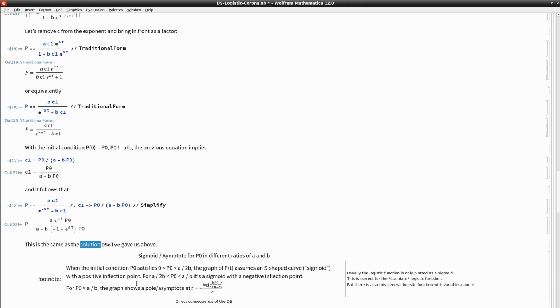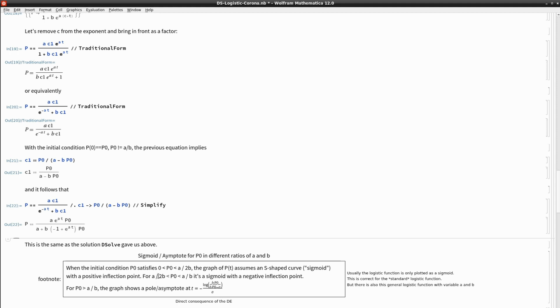All right, I want to make a technical point about this function. When the initial condition p0 satisfies that it's between 0 and a over 2b, then the graph of p of t assumes the familiar S-shaped curve that you've probably seen numerous times. It's called a sigmoid curve. And this is how it's usually plotted. Usually the logistic function is only plotted as a sigmoid. And for the standard logistic function, this is also correct. But here in this general case with a and b, we have to take care of the fact that it can also end up in an asymptote.